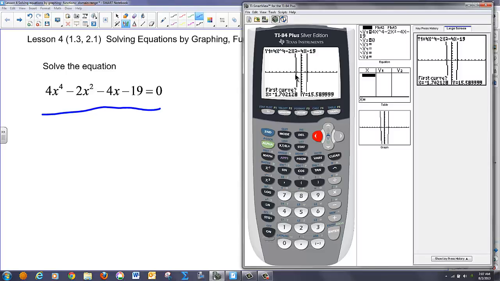I just want to get it close to our intersection point and hit enter 3 times. 1, 2, 3. It'll find that intersection point. So the first x value, where these share a common point, is negative 1.44.